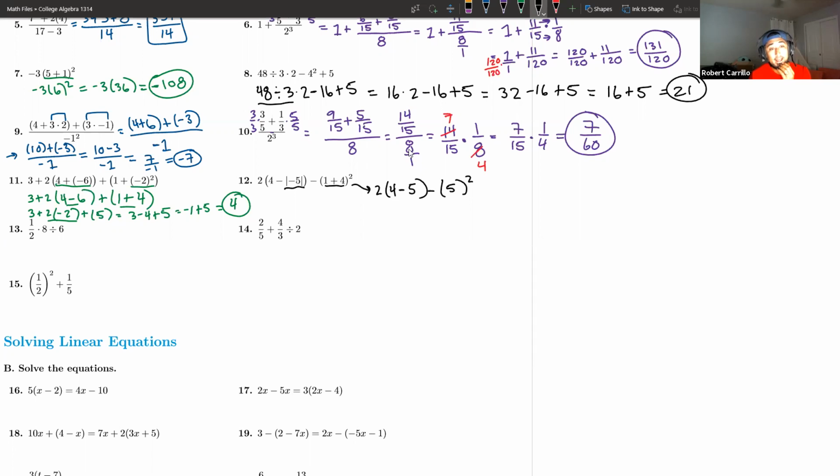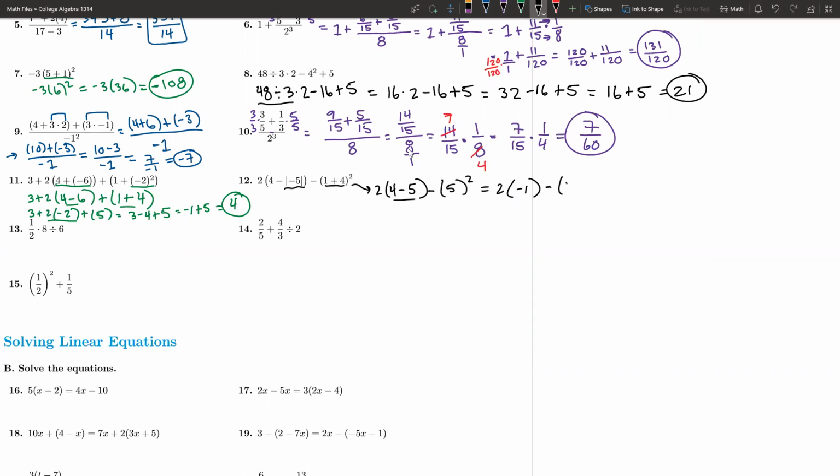Okay, now we still work the parentheses. So we're going to do that 4 minus 5. You get 2 times 4 minus 5, which is -1, minus, and why not? Let's go ahead and do the exponent. 5 squared is 25. And I'm going to leave that in parentheses just as a good habit. And the reason I'm doing that again is because of that pesky negative weighting on the outside.